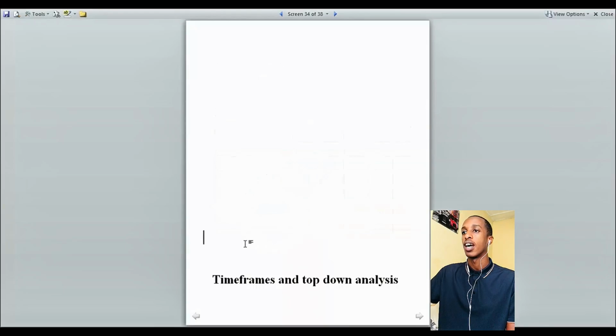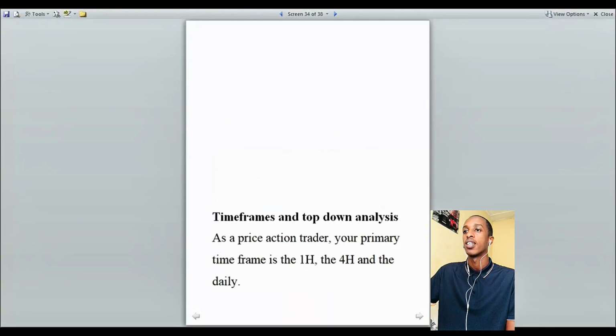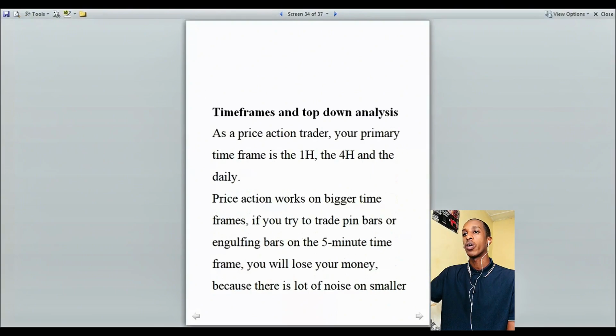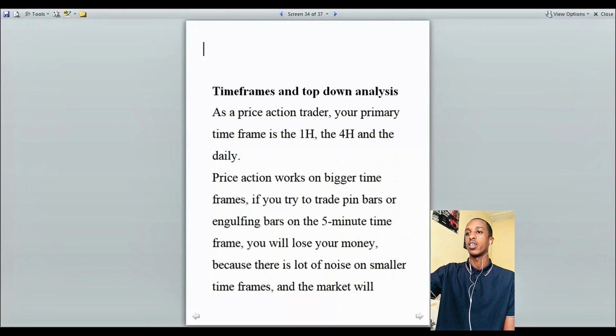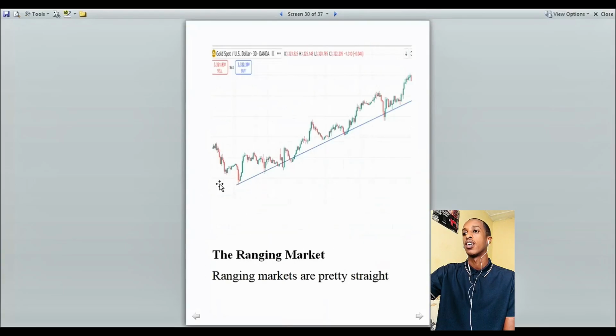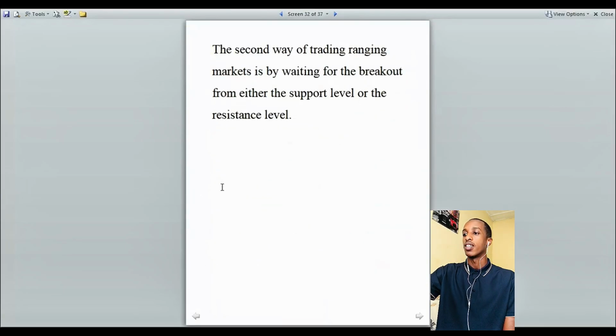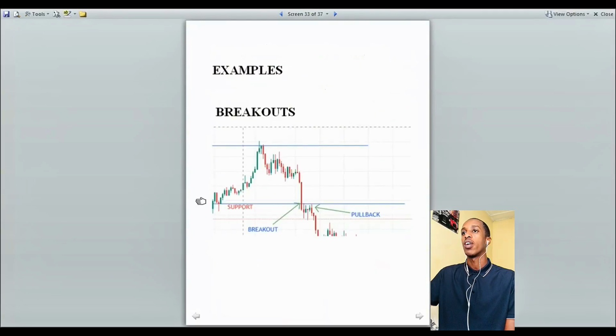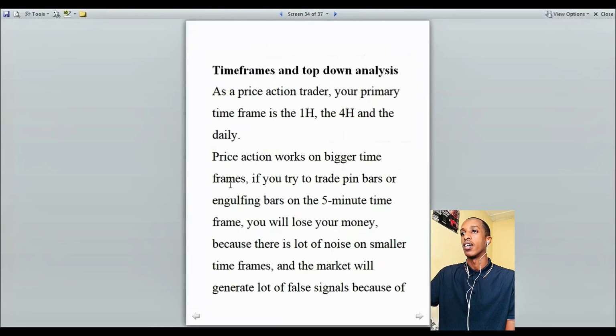So here we're going to have what we see as a time frame and top-down analysis. The time frame or top-down analysis is a method. It's a method we always use. As a price action trader, your primary time frames are the 1 hour, the 4 hour, and the daily. The price works on a bigger time frame.